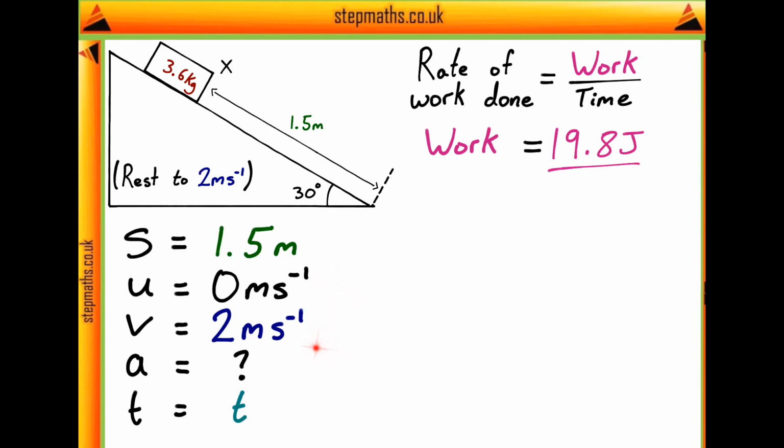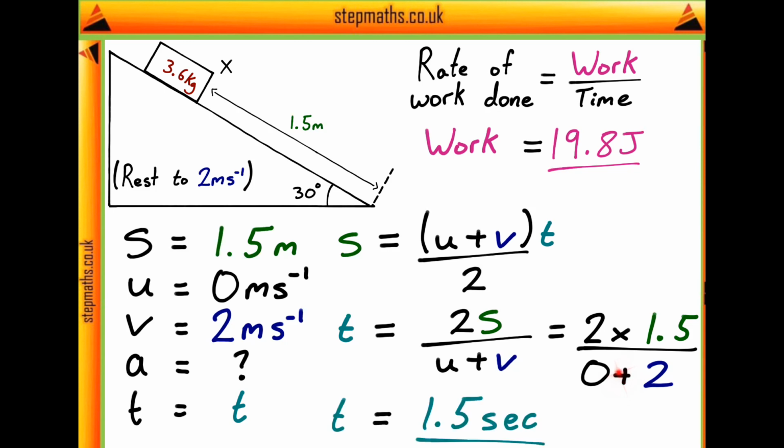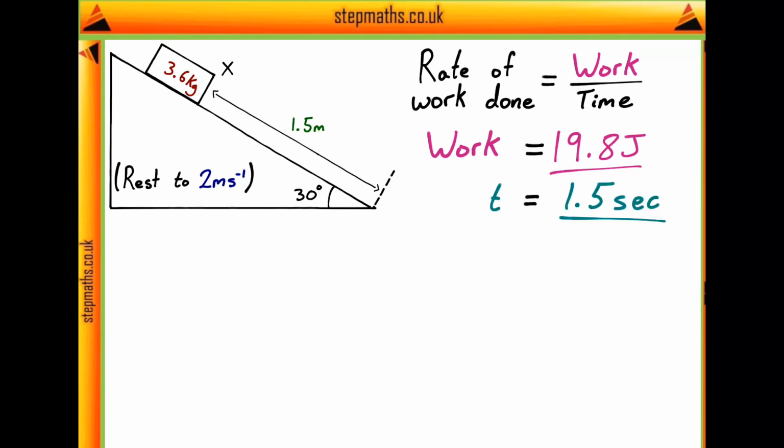And with these, we can go ahead and try and work out which equation we're going to have to use to try and find the time. So, that equation is going to be this one, because it includes all the variables which we have and the one which we need, t. And then we can rearrange it to get this expression for t here. Then if we substitute in our values that we have, we get that t is equal to 2 multiplied by 1.5 divided by 0 plus 2, which comes out to just 1.5 seconds.